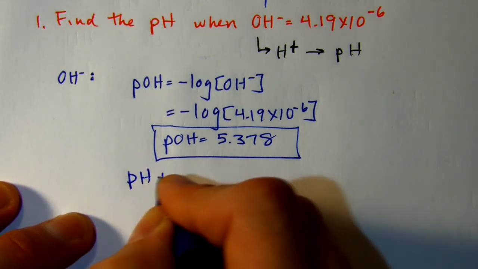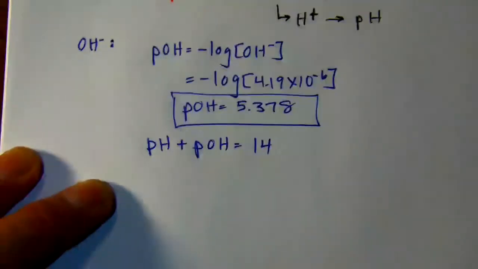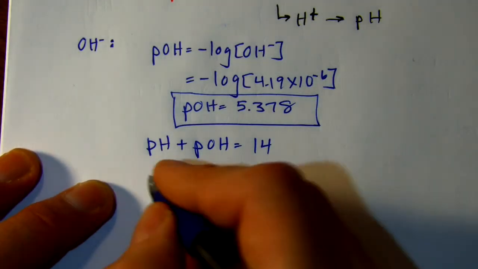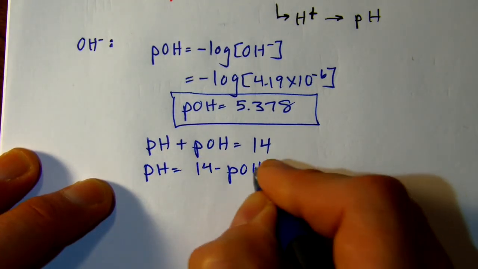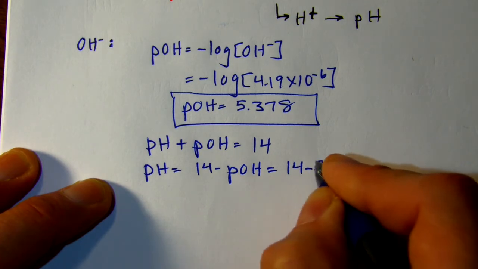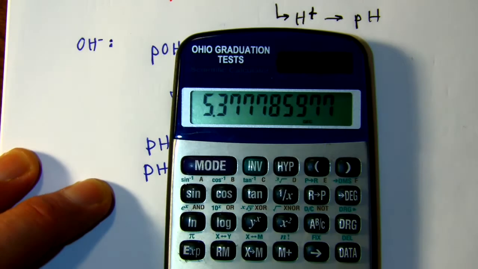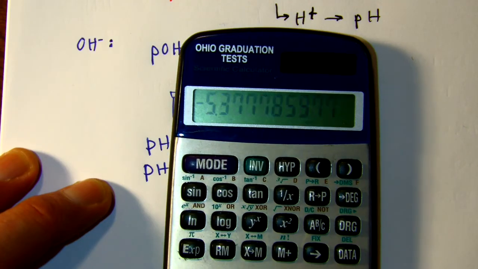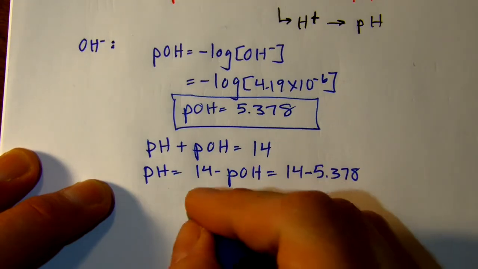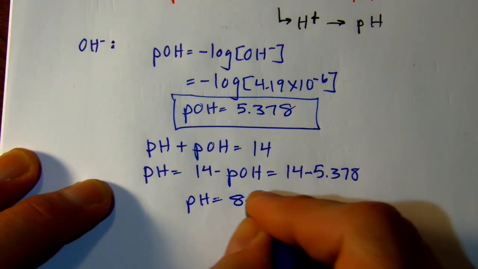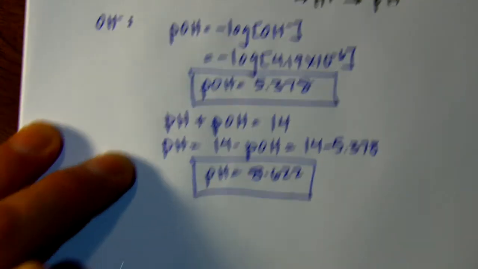Watch this. These two equal 14. Okay. pH equals 14 minus the pOH, equals 14 minus the 5.378. Right? So if I make this negative plus 14, it gives me 8.622. pH equals 8.622. And you have to say it like that, 22.